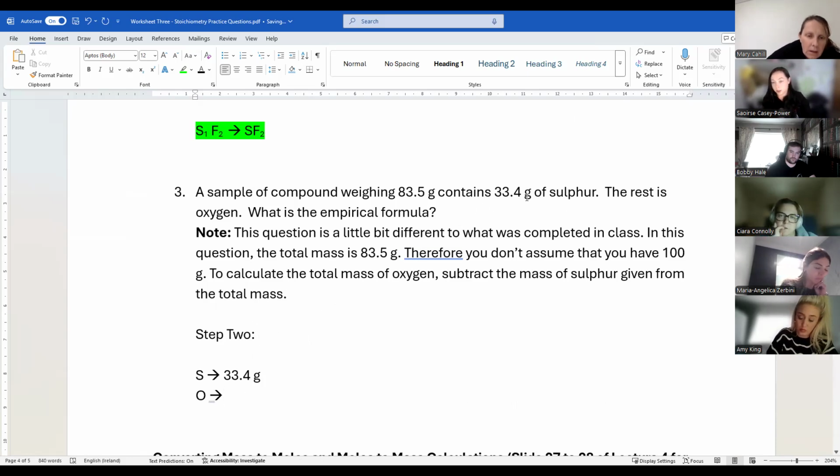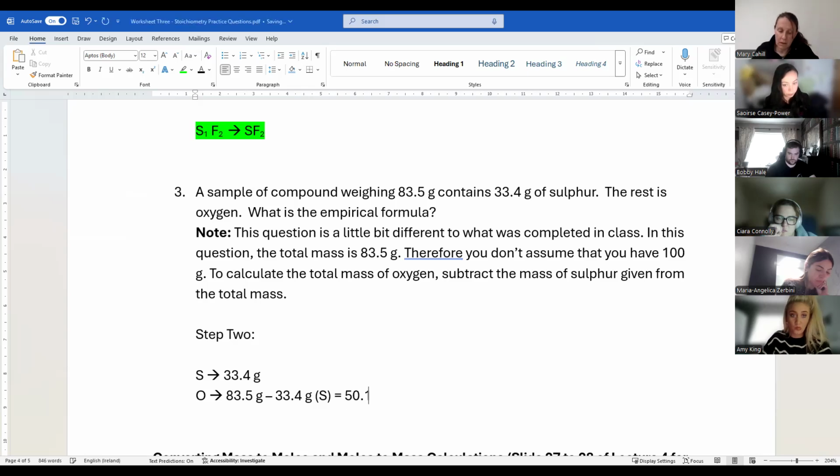For oxygen, this is a little bit different because we weren't told what the mass of oxygen was, but we were told a total, and we were told that 33.4 grams of it is made up by sulfur. So for oxygen, 83.5 grams is the total. I know 33.4 is made up of sulfur, so taking one from the other should give me my total mass of oxygen. That would be 83.5 grams, and we're going to take away my mass of sulfur there. So what I should have for oxygen is 50.1 grams.